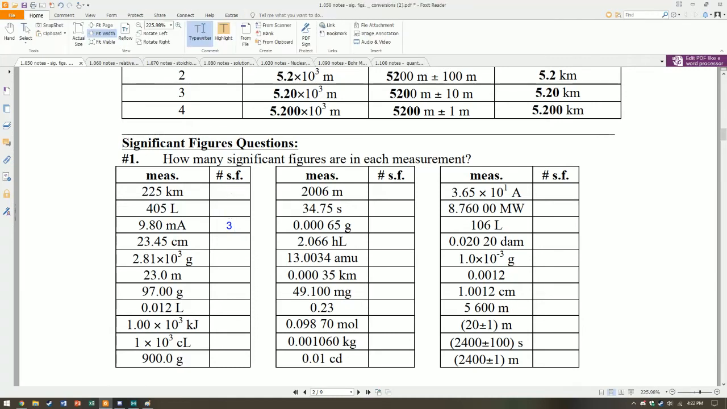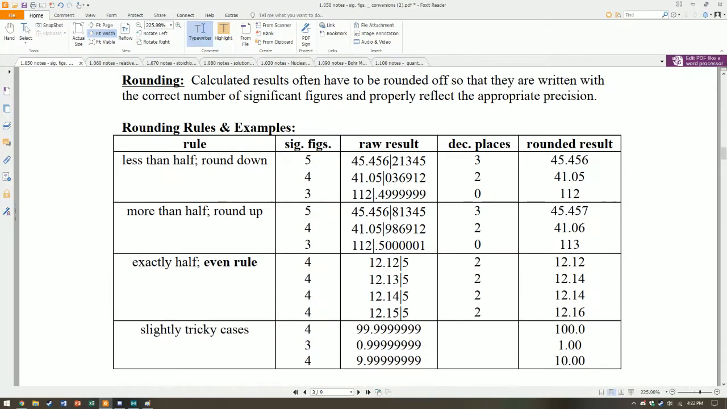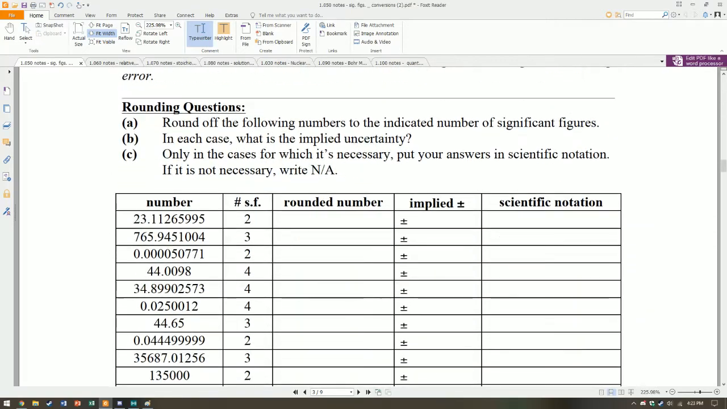So that should cover your sig fig review. Rounding rules: less than half, round down. More than half, round up. If it's exactly half, you abide by the even rule, and then there's that.